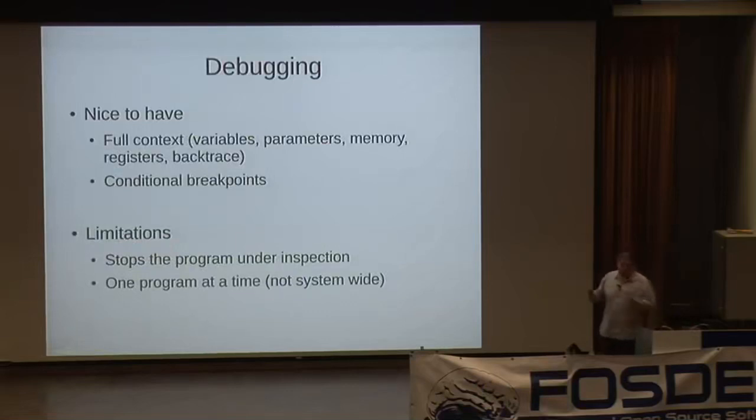And with debugging, we have the full context of what we're observing. Often you can access the variables, the parameters of the functions. You can look in memory registers, you can get a backtrace. You even have conditional breakpoints, so you could actually run a program and only stop it if some context is interesting. The limitation is, again, it stops the program under inspection, which is nice if you want to sit down and look what's really going on, but it's not so nice if a problem only occurs on your production system and people are actually using that system, and you would rather just look at what is going on and not stop a server. And with debugging, again, it's one program at a time, not system-wide.